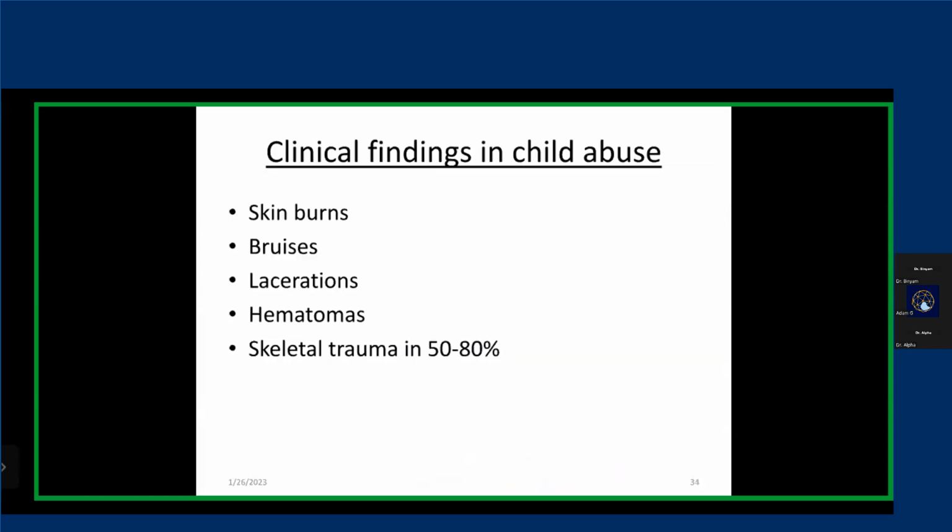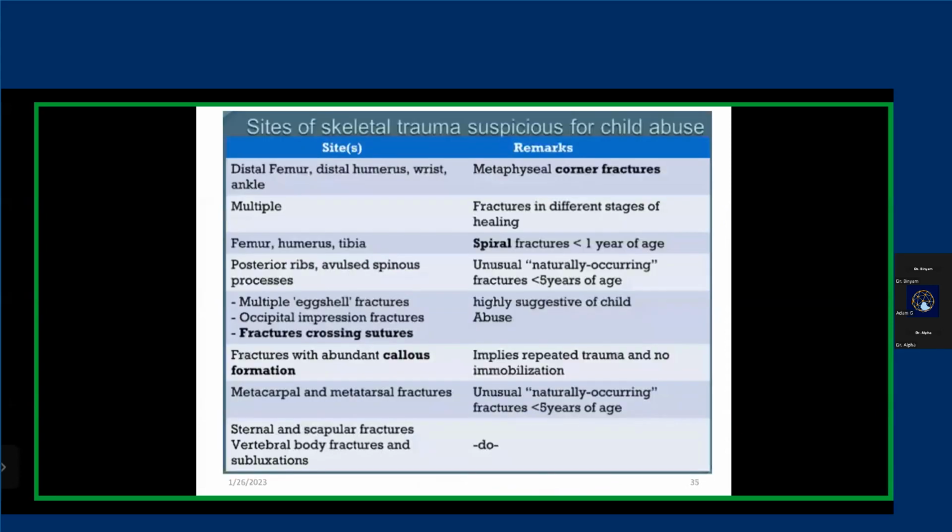So what do we look for in children when we suspect child abuse? We should look at the whole body, see for any skin burns, bruises, any lacerations, hematomas. Skeletal trauma is the most common. Like 80% of them will have some kind of fracture. So we need to do a skeletal survey.